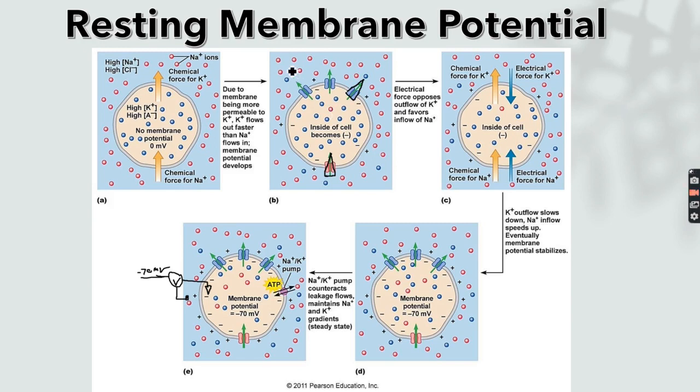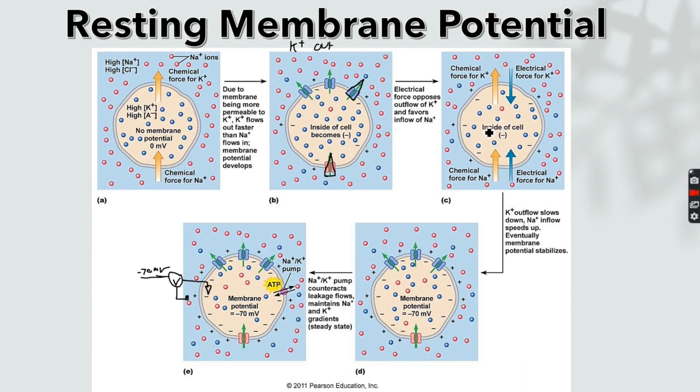So more positively charged potassium ions move outwards. Okay? And because these positively charged potassium ions are moving out more than the positively charged sodium ions are flowing in, the inside of the cell becomes more negative and we have a membrane potential. The overall net charge inside our cell is more negative.